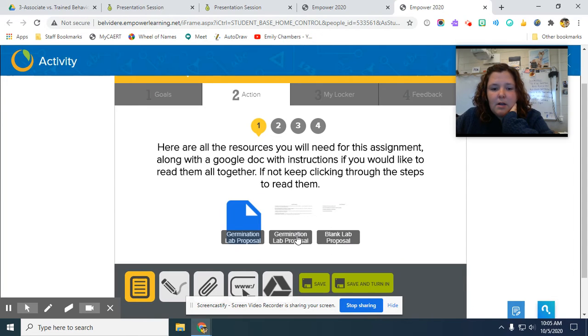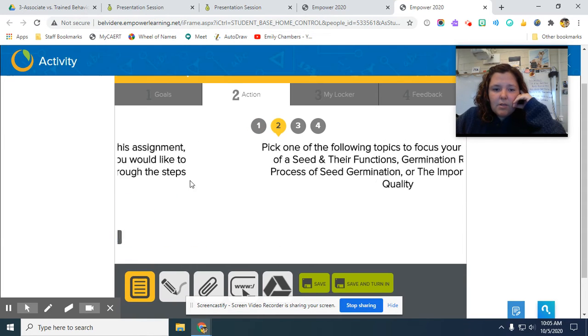So here's your germination lab proposal instructions. You click on that, it'll open up just a Google Doc, all the instructions listed there. Here's the germination proposal sheet that you are going to be filling out. And then here's the blank lab proposal, which is the one you will be filling out. And then this is my example that I created for you. So I'm just going to click through.